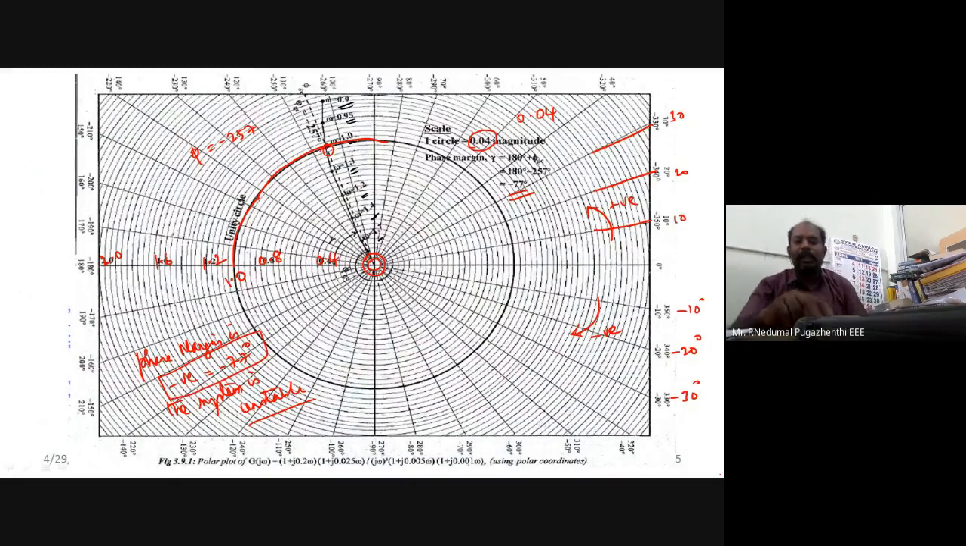Yesterday we said if your phase margin and gain margin are positive, then your system is stable. If either phase margin or gain margin becomes negative, then you call that an unstable system. Any doubts here?